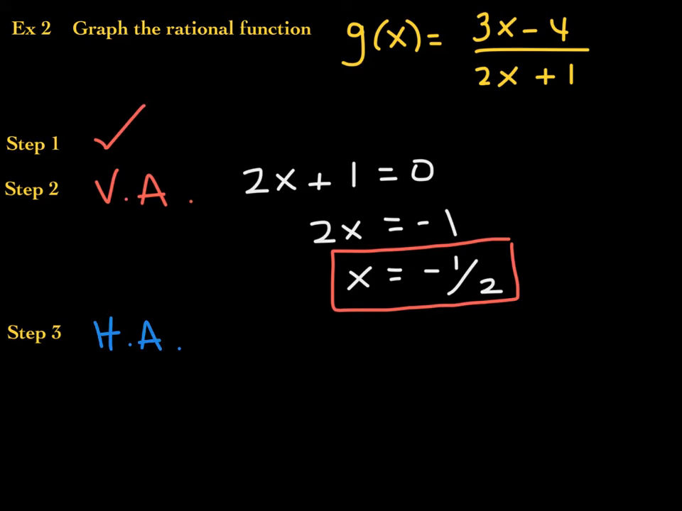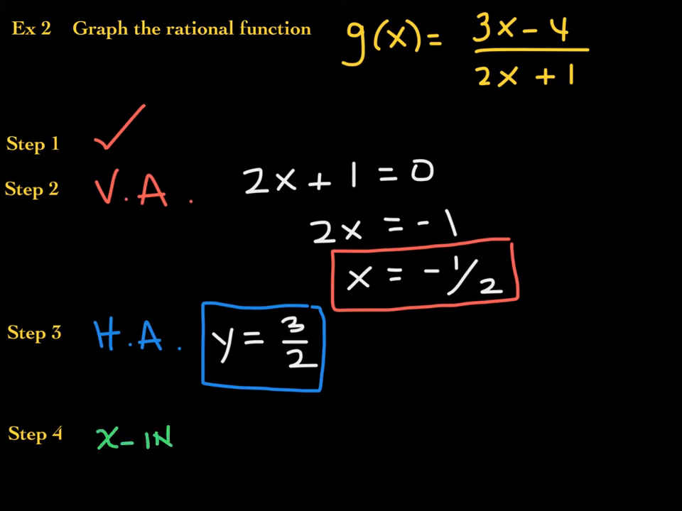And the equation that defines it is y is equal to the leading coefficient of the numerator, which is 3, over the leading coefficient of the denominator, which is 2. So y is equal to 3 halves. The ratio of your leading coefficients is always your horizontal asymptote whenever the degrees are the same. All right, let's go to step 4, which is to find your intercepts. Now let's find our x-intercept first.